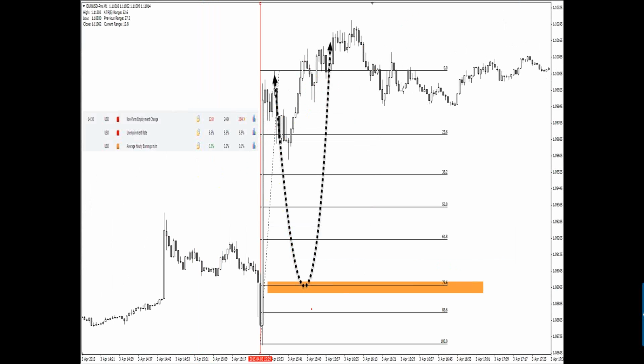You are trading the spike. This is the last NFP which was tradable, 3rd of April. You can see there was a big spike to the upside, but the price didn't pull back to 78.6. If the price pulled back to this level, you make an entry and then you're in profit. So this is how you trade NFP.